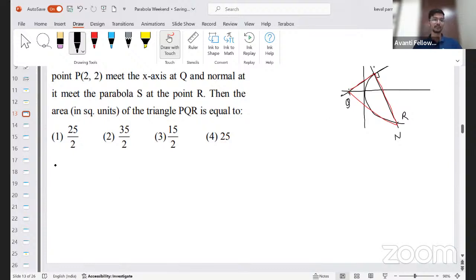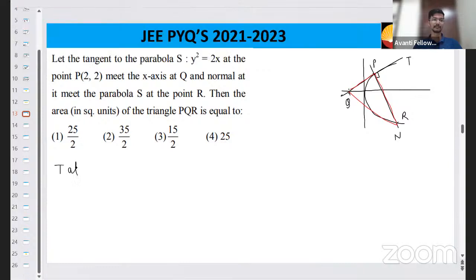So let us find the equation of tangent at point P. How to find the equation of tangent, guys? We use T equals 0. That means the equation will be y y1 equals x plus x1. I hope you know what T equals 0 is. So if we rearrange, I will get x plus 2y plus 2 equals 0.